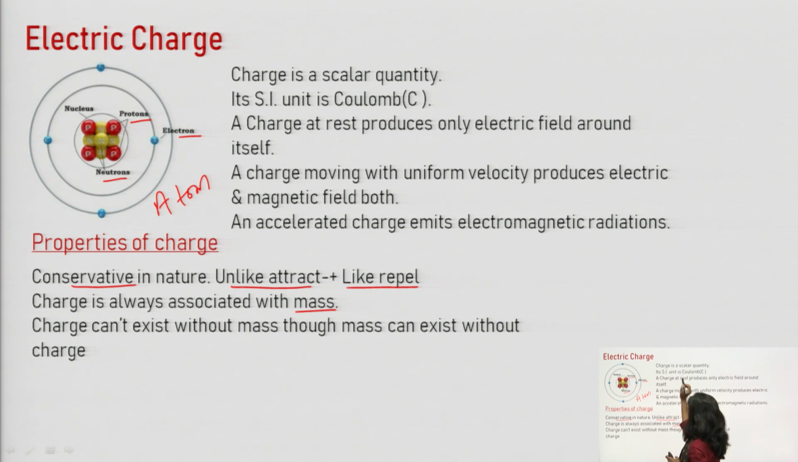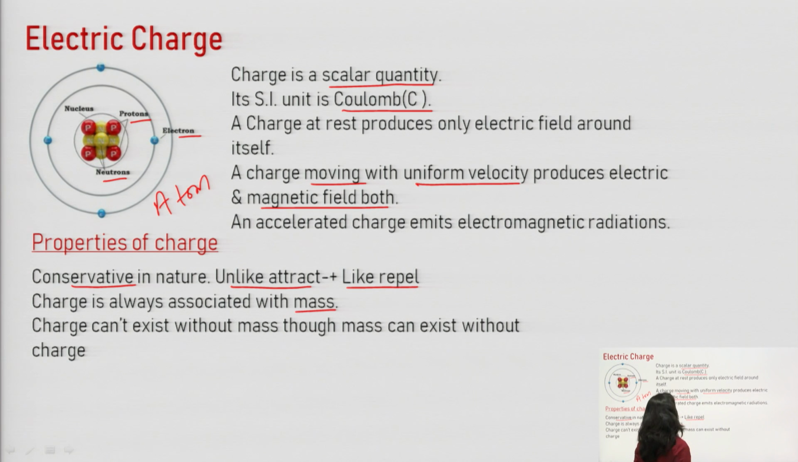Some more facts about charge. Charge is a scalar quantity. Its SI unit is coulomb. A charge at rest produces only an electric field. However, a charge moving with uniform velocity produces both electric and magnetic fields. An accelerated charge emits electromagnetic radiation. So these are some facts about electric charge.